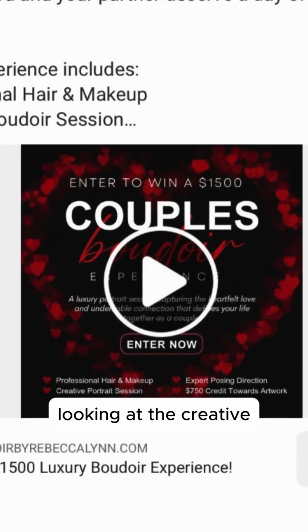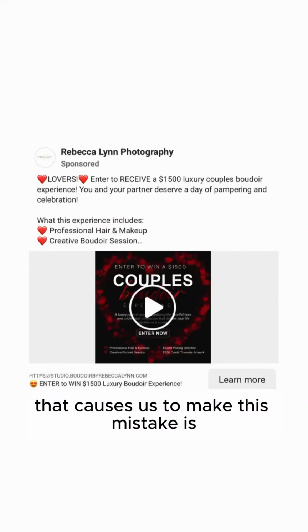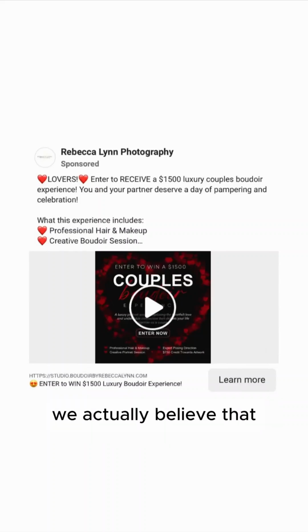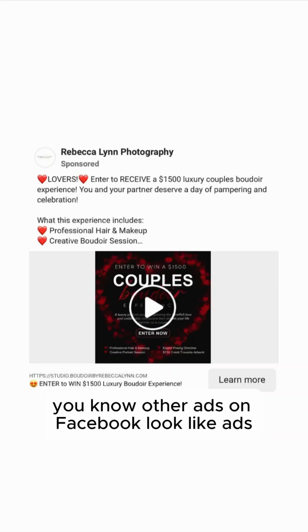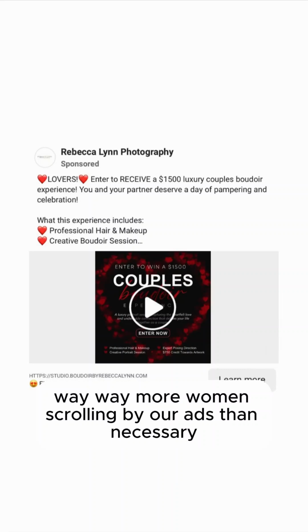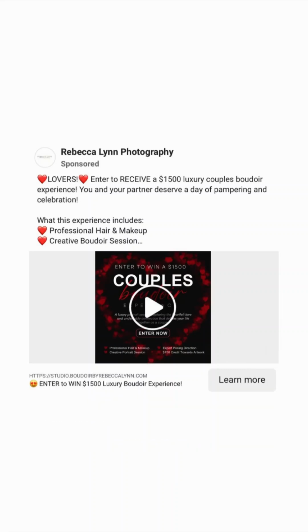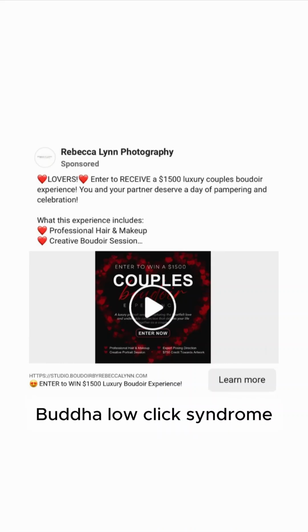Looking at the creative, this looks like an ad mistake. The false belief that caused us to make this mistake is we actually believe that ads should look like ads because that's what we've seen. Other ads on Facebook look like ads, and other boudoir Facebook ads look like ads. That is incorrect. The consequences of this are way, way, way more women scrolling by our ads than necessary, pulling our unique CTR under 6%, contributing to BLCS, boudoir low click syndrome.